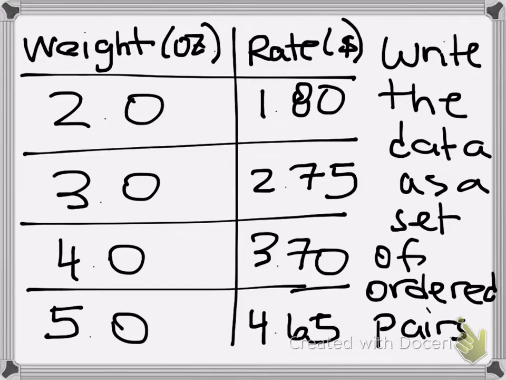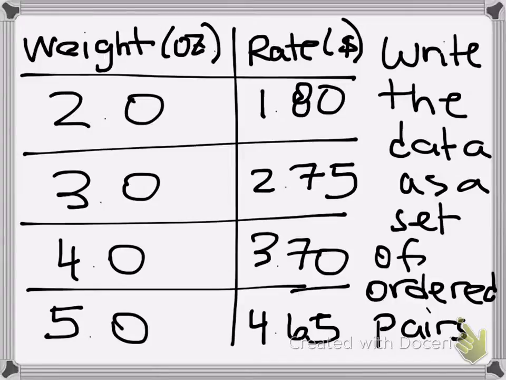Okay, we only have a few more problems here. We have a table, and they give you the weight of a certain object and then the rate that it costs to send that object somewhere. So this is asking us to write the data as a set of ordered pairs. I don't always want to assume that the left side is x and the right side is y. What I want to do is find out which one depends on the other.